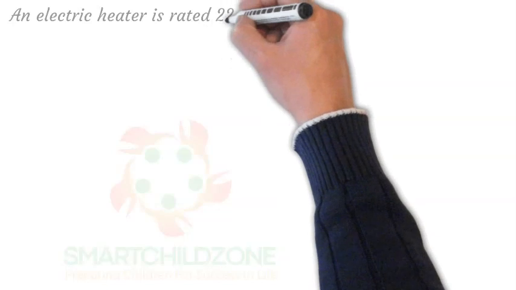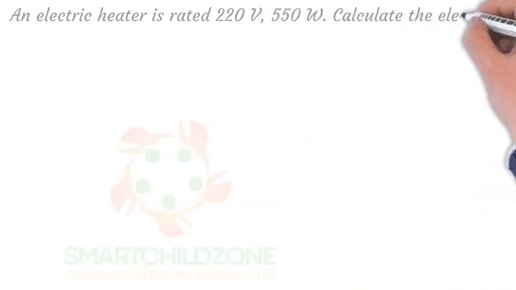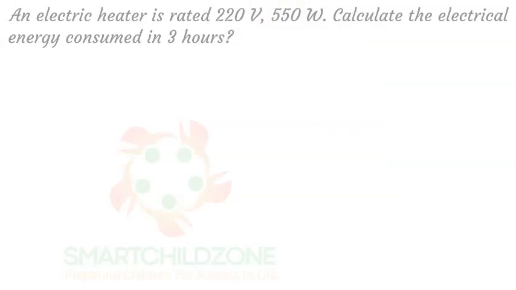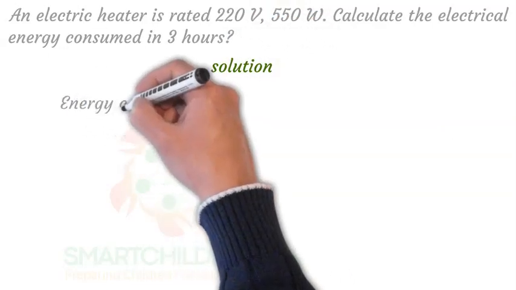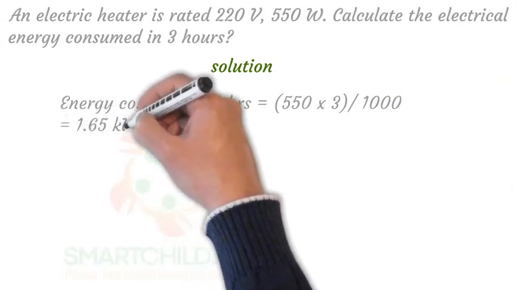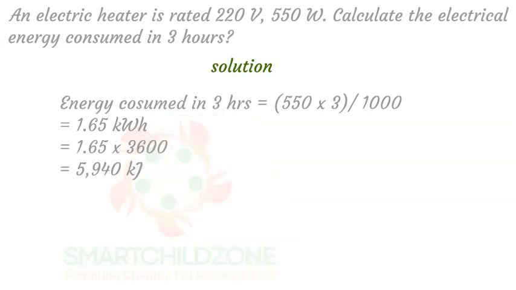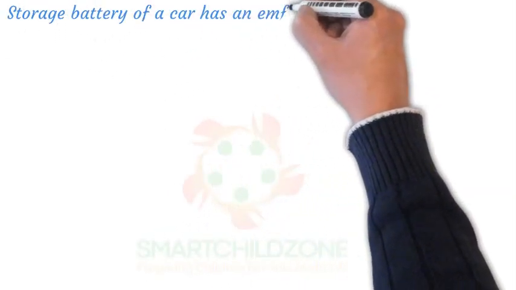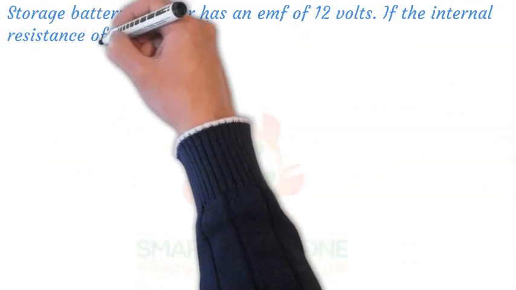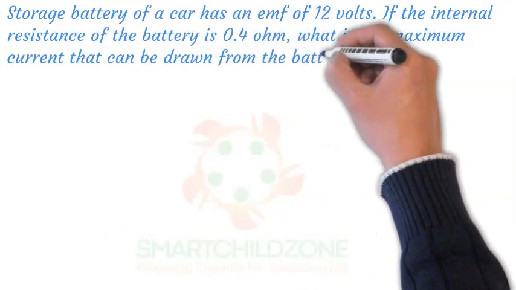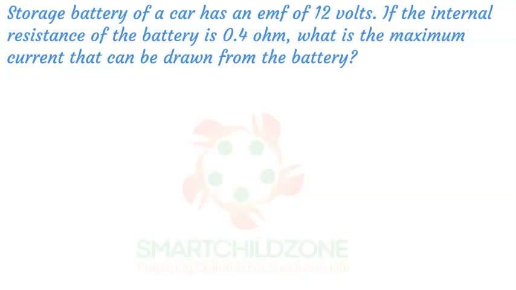An electric heater is rated 220 volts, 550 watt. Calculate the electrical energy consumed in 3 hours. Storage battery of a car has an EMF of 12 volts. If the internal resistance of the battery is 0.4 ohm, what is the maximum current that can be drawn from the battery?